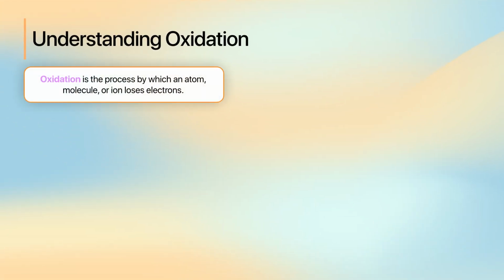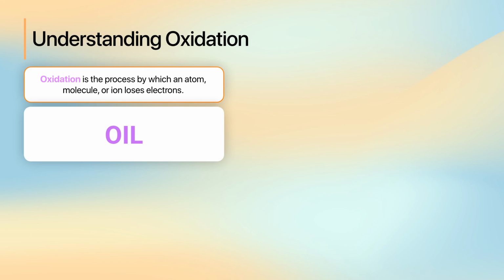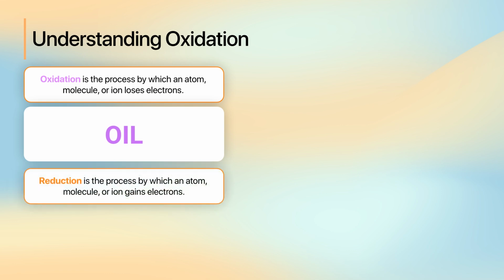In today's lesson, we learned that oxidation is the process where an atom, molecule, or ion loses electrons, remembered using the mnemonic OIL. Oxidation is loss of electrons. Conversely, reduction is defined as the gain of electrons, remembered by RIG. Reduction is gain of electrons.